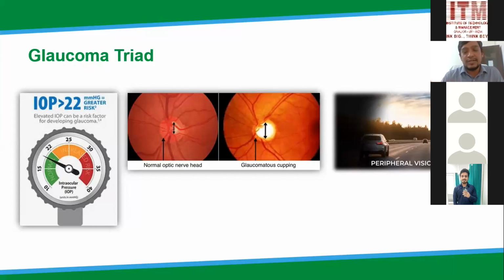So just to review, in glaucoma there are basically three conditions associated with it. First is increased eye pressure. Like we have our body pressure, which we call BP, similarly we have our eye pressure, which is called intraocular pressure. Then you will see nerve damage, and then peripheral vision loss.